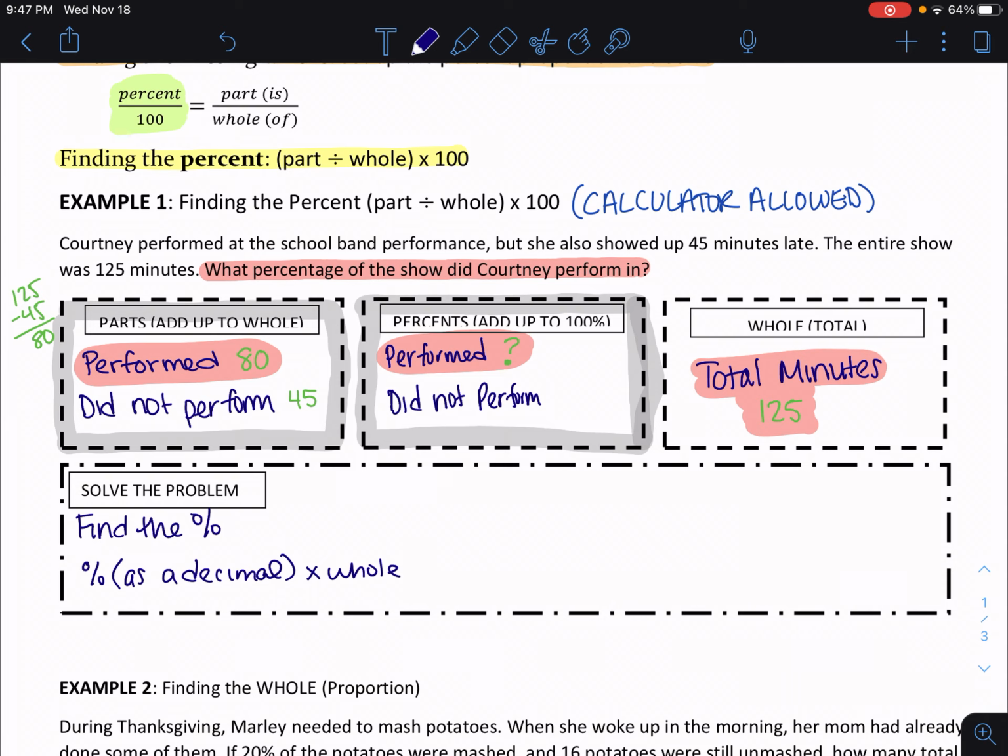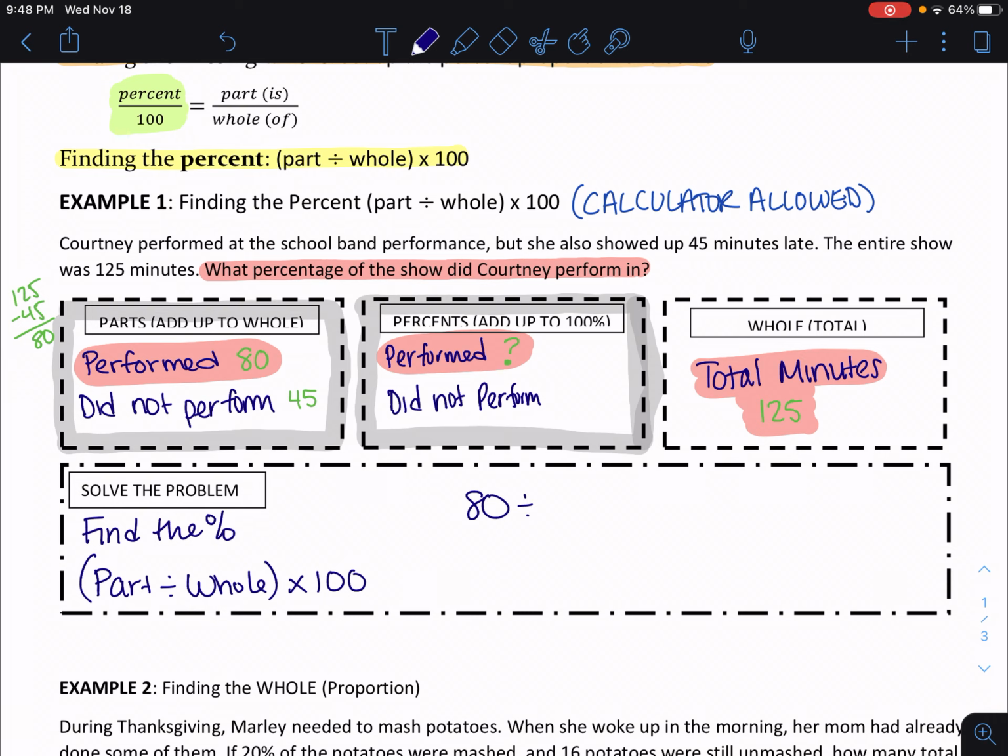So, I'm sorry, I'm finding the percent here, and I did that wrong. To find the percent, I'm going to do part divided by whole and multiply that whole thing by 100. So my part is 80. My whole is 125. And I'm going to divide those two things first.